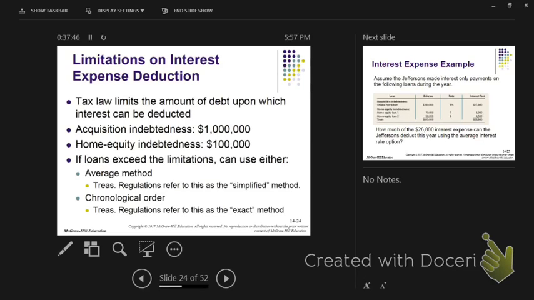Now there are some limits. So your acquisition indebtedness is limited to $1 million. All right. So you cannot have more than $1 million of debt. Now, I don't know if anybody owns a home, but that's a lot of interest expense. I don't come even close to that with my interest expense. And then your home equity cannot exceed $100,000. That's your secondary loan that you can take out. You don't have to have one, but you can take one out. That cannot exceed $100,000. And if they exceed that, there are two different methods you can use to try to figure out how much you can actually take.